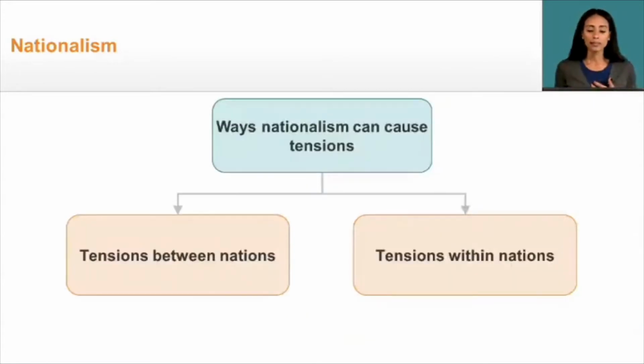But nationalism can cause tensions. We can see these tensions in a couple of different ways. One, in tension between countries, so one country against another. And we can also see nationalism cause tensions within countries. So if there's a certain ethnic or religious group that wants independence, it might push for that independence through nationalism, so you can see that's within a country.